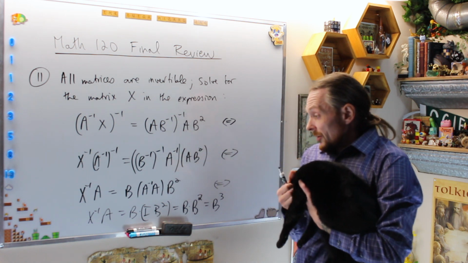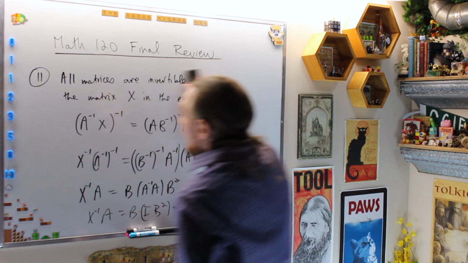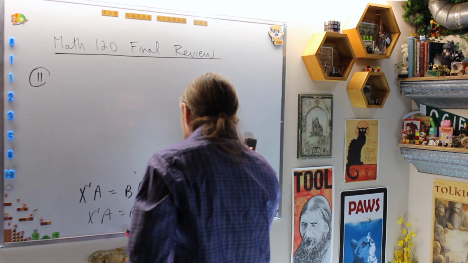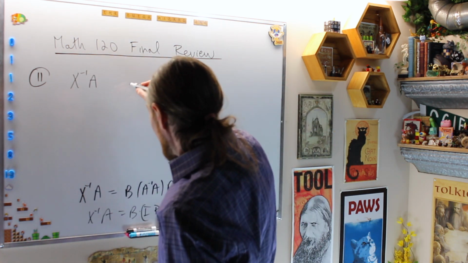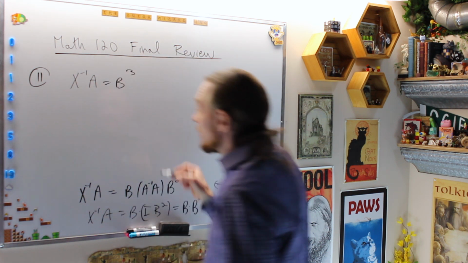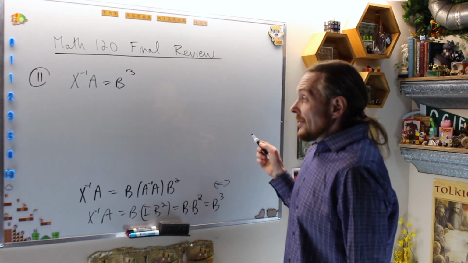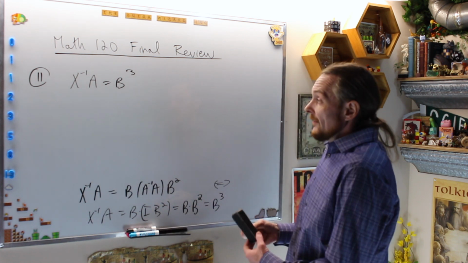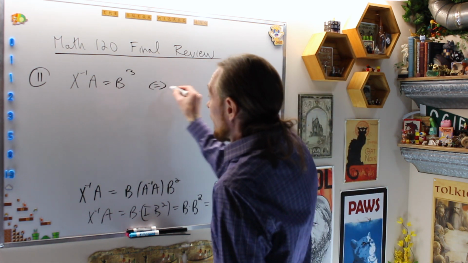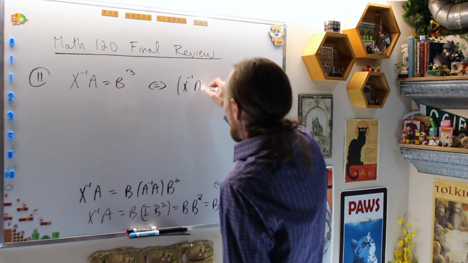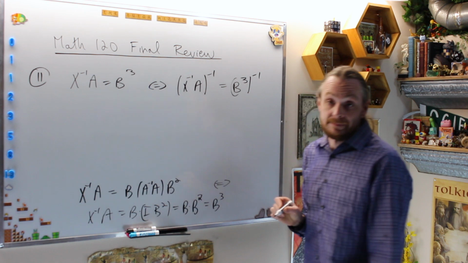Now what do I want to do? I want to solve for X in this equation. That gives me, from here, X inverse A equals B cubed. So I'm trying to solve for X. What I'm therefore going to do is take the inverse of both sides so I can get at X. Let's do that. If and only if X inverse A inverse equals B cubed inverse.